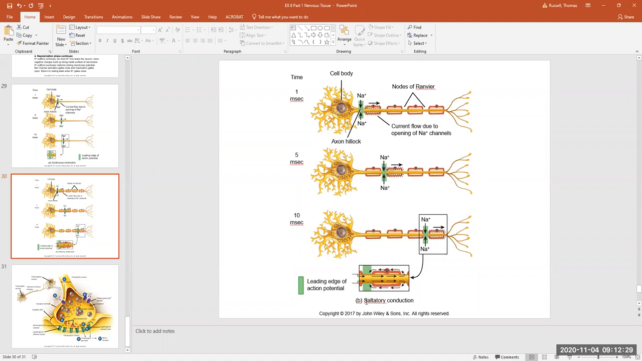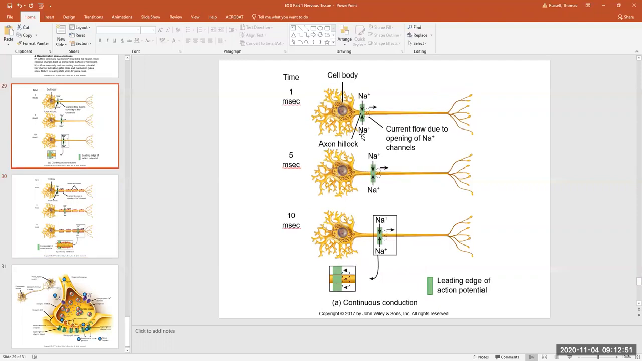This is called saltatory conduction. So the difference between saltatory conduction and continuous conduction, the easiest way I can say it is this. Saltatory conduction would be like if you're running. You cover more distance with each step, and so that way you get to the end point quicker.